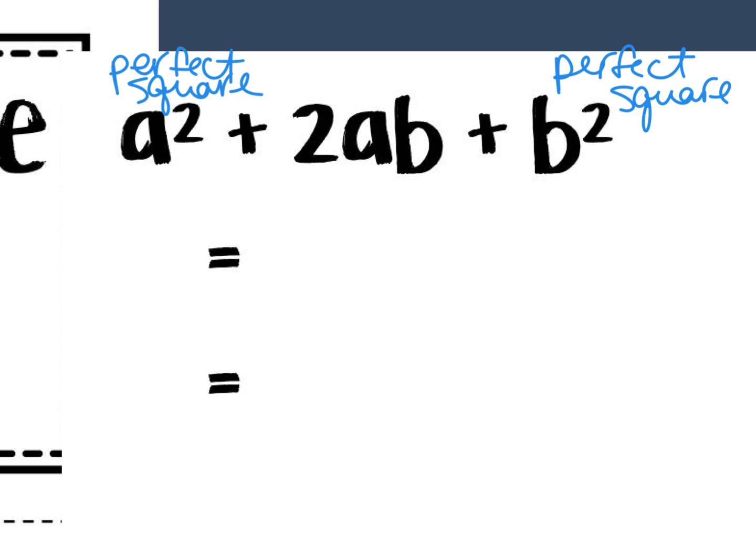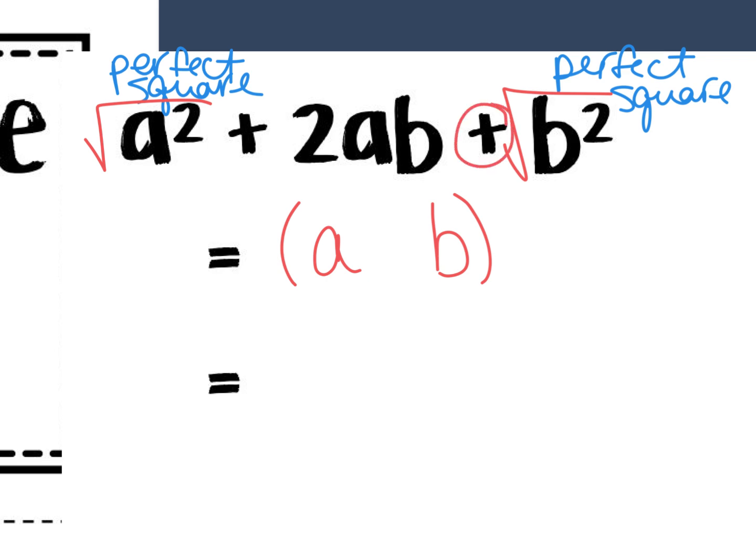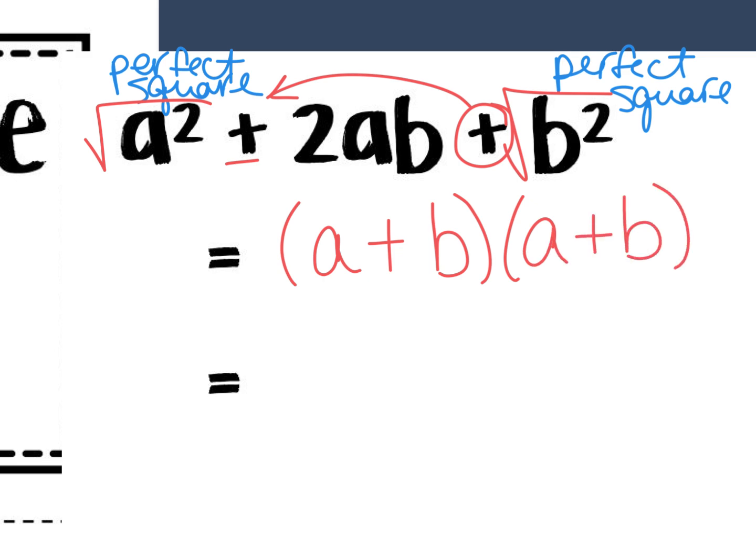It says that we can take the square root of the first term and put it as the first number in our binomial. And we can take the square root of the last term and put it in our binomial as the last term. And then we just have to look at our signs. Well, C is positive. What do we know when C is positive? They're going to be the same, and if B is positive, then it's going to be a positive. And because it's a perfect square, we would write it twice.